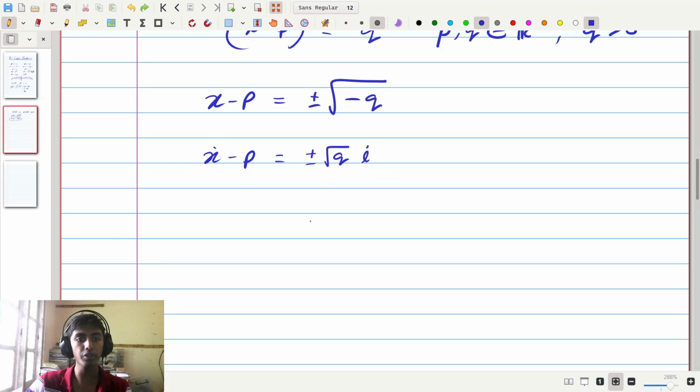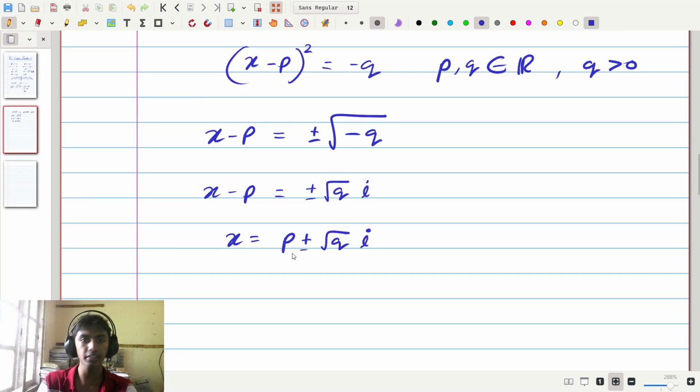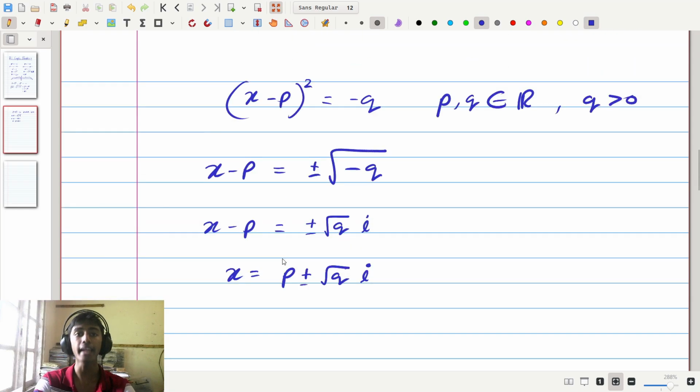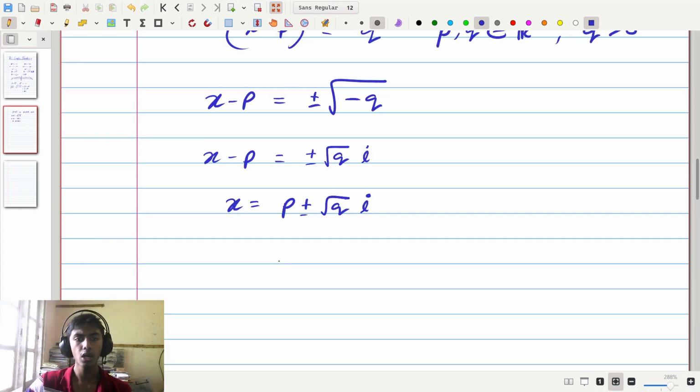Now what we're going to do is to solve for x. In order to solve for x, we're going to have to add p, which is a real number, to both sides. Doing so, we can see that x is equal to p plus or minus the square root of q times i. Now previously in the real numbers, we just had real numbers, and in the imaginary numbers, we just had a real number multiplied by the imaginary unit. Now here for this particular number, we can see we have a real number added to an imaginary number.